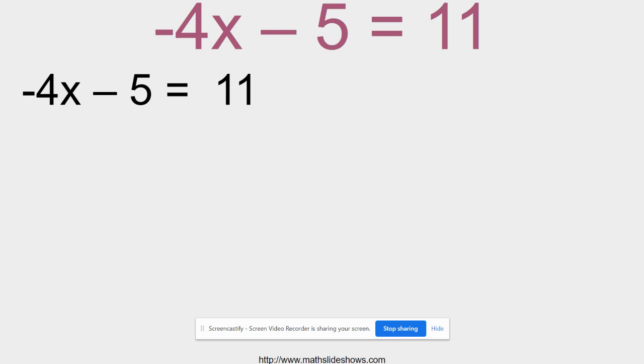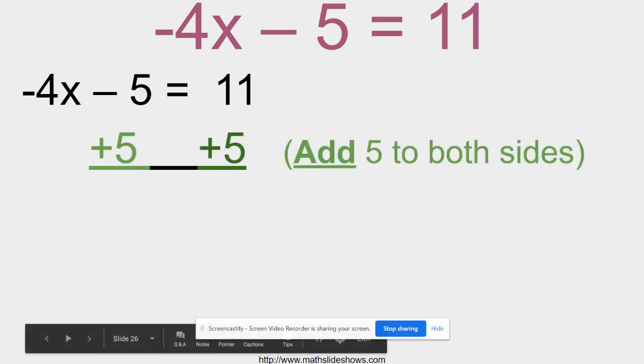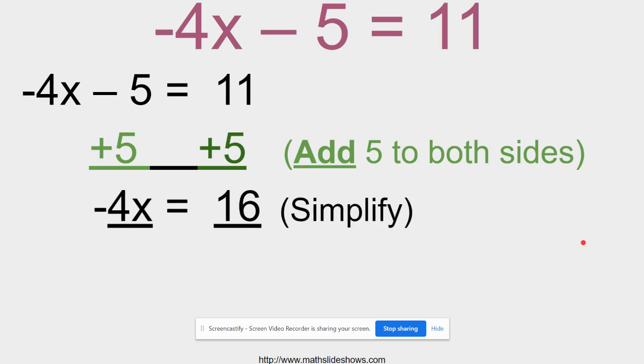So we know that if we have a minus 5, we're going to undo that by adding. So we're going to add 5 to both sides. Those 5s are going to cancel out. We're going to bring down our negative 4x. Don't forget the negative. On the left side, we'll have negative 4x. What are we going to have on the right side? Looks like a 16 to me.